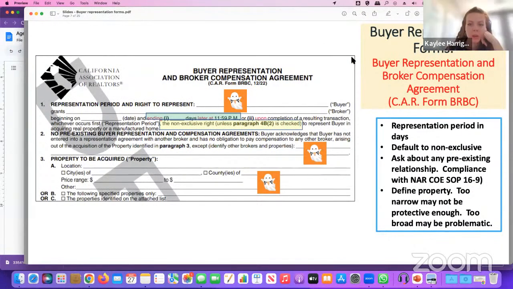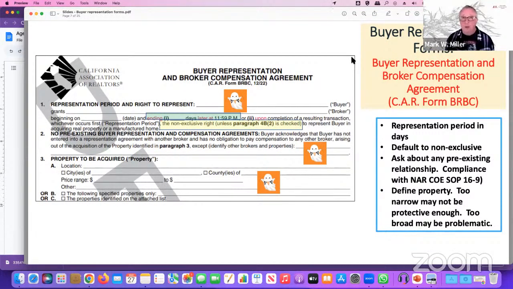I have a question about that. When you pull up the BRBC, obviously all those things come up like you just said, but also when you pull up the RPA, all those things auto-populate as well. Do I need to make my clients sign them again, or can I just get rid of them?